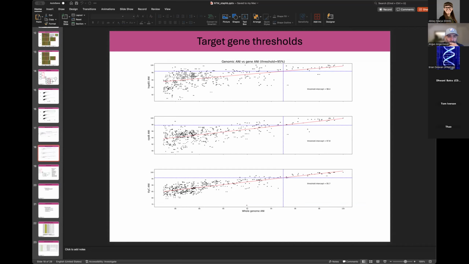Because if you were using the 95 ANI cutoff, everything to the right of that vertical line would be considered the same species. The ANI is high enough, except your cutoff of 98 would rule them out. So the false negatives are in that bottom left quadrant.